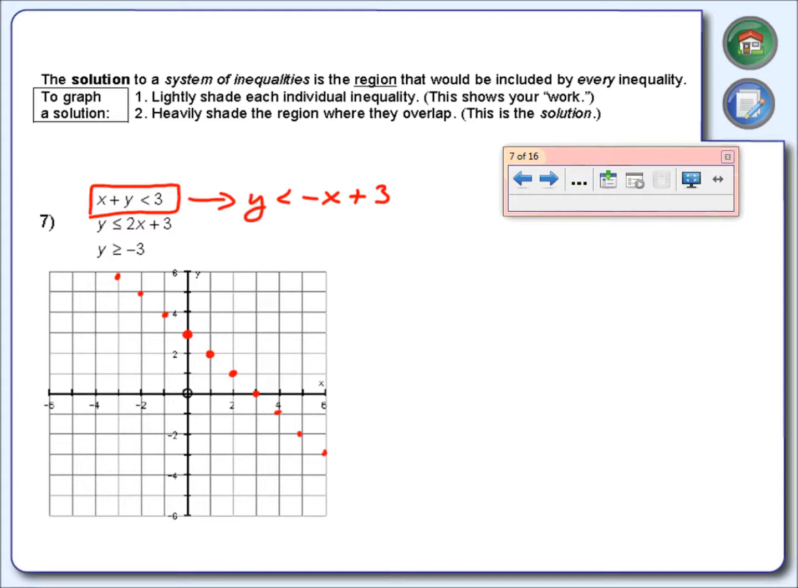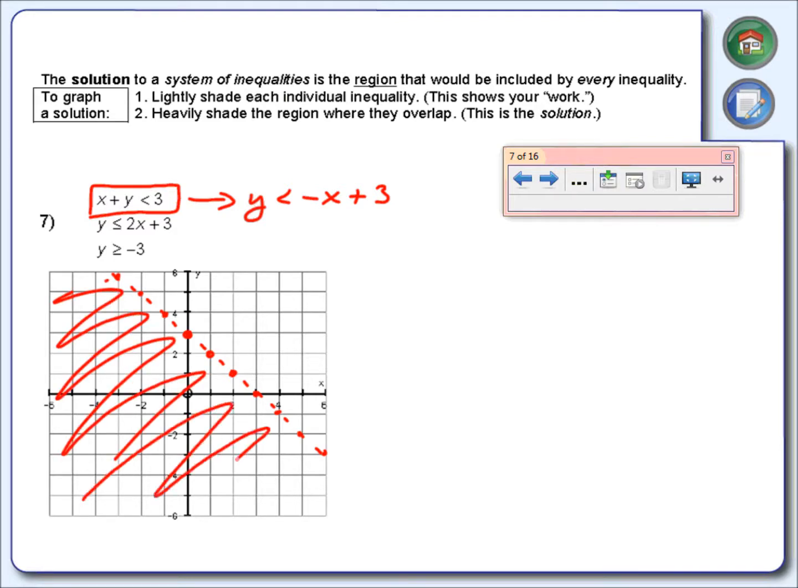Don't get in a hurry. What kind of line do we need on this one? Solid or dotted? Dotted. There is no equal sign, so we're going to use a dotted line. Then we're going to lightly shade to the bottom. It says less than, so shade to the bottom. Again, very light. So there's the first one.